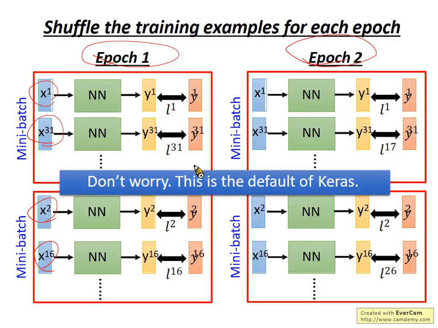And if you use a tool like Keras, which is one of the convenient deep learning toolkits, it does the shuffle of the training examples for different batches automatically. This is the default setting of Keras. So you can change the data points in the batch differently at different epochs.